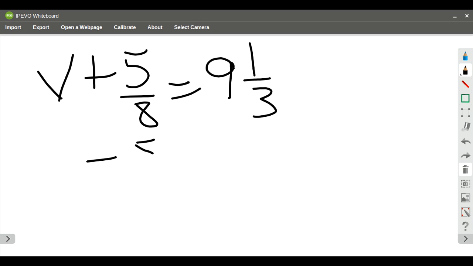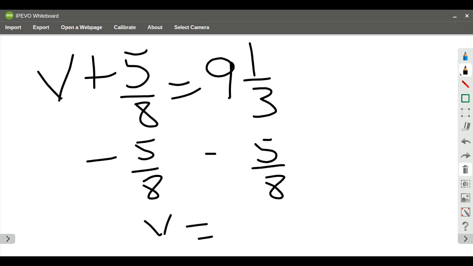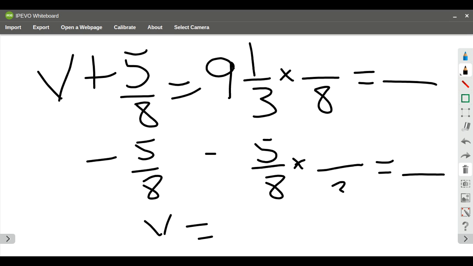So I'm going to go ahead and subtract 5/8 from both sides. And now I'm left with V is going to equal something. So in order to get this, I'm going to go through all my steps just to make sure I figure out what my math goof is. So here I need to multiply by 8. Here I need to multiply by 3. And then multiply by 8.